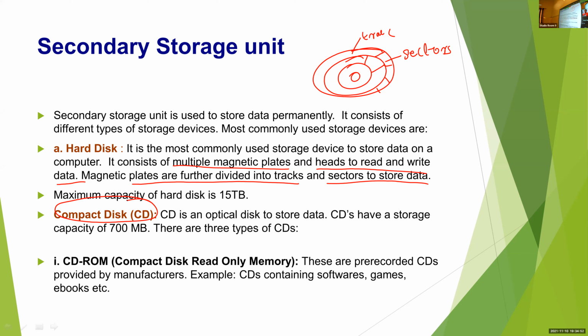Then there are mainly 3 types of CDs. Similarly, 3 types of DVD are also there. The same method we are using, but the memory capacity is high. Compared to CD, the capacity of DVD is high. That is the difference, and clarity is also high.